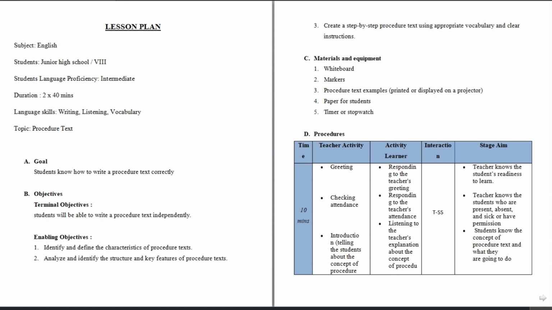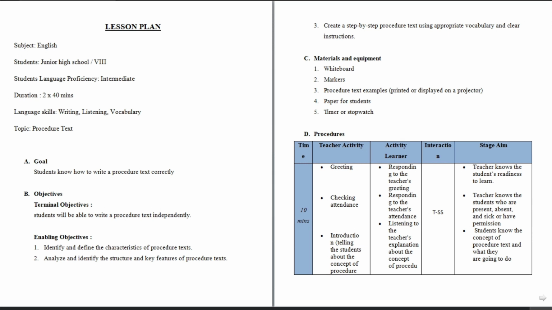Materials and equipment. The first: whiteboard, markers, procedure text examples printed or displayed on a projector, paper for students, and a timer or stopwatch.